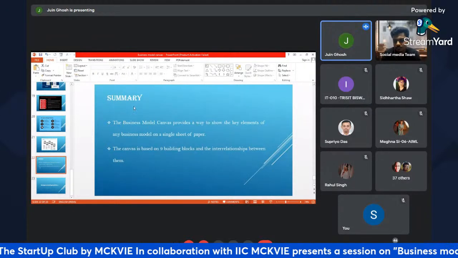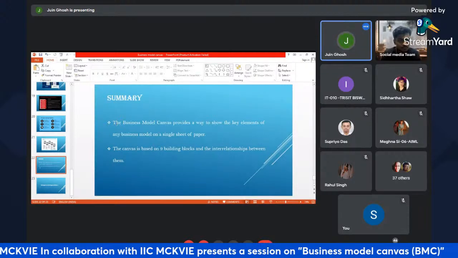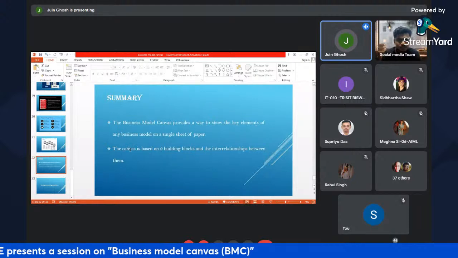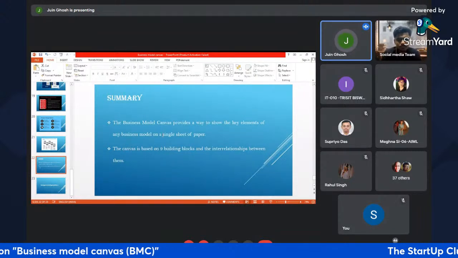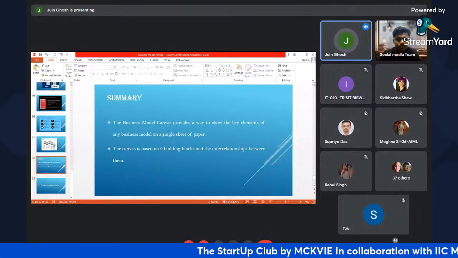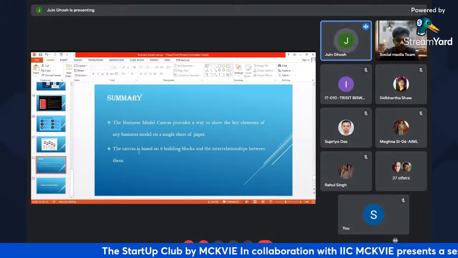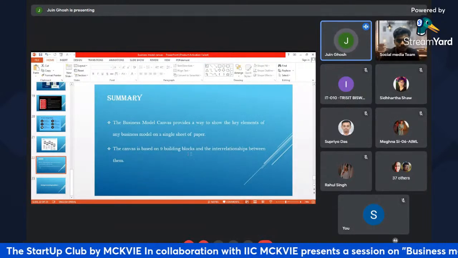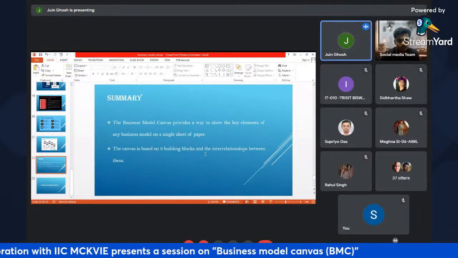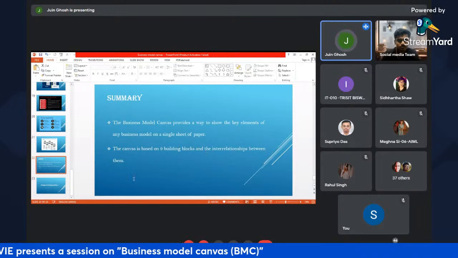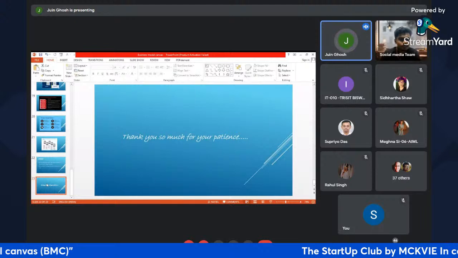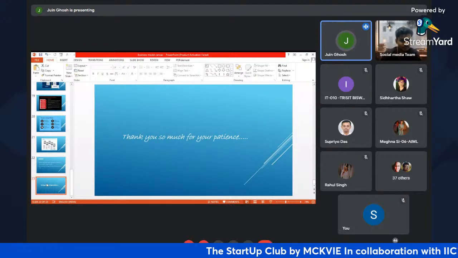And finally, from this presentation, what we have done is that the business model canvas provides a way to show the key elements of any business model on a single sheet of paper, so that we can have a visual representation of how the organization actually works. And the canvas is based on 9 building blocks and the interrelationship between each and every block. That should be very much clear. So that's it from my end. Thank you so much for your patience.